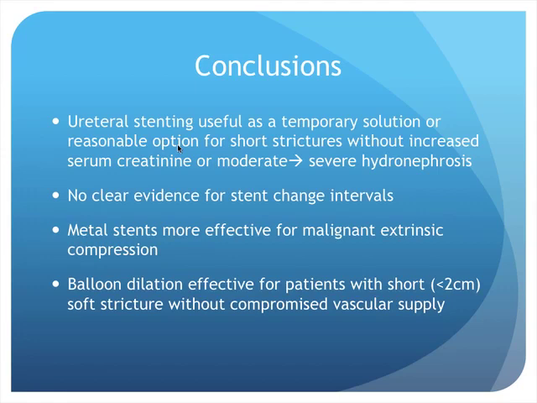So ureteral stenting has been shown to be a useful temporary solution or a reasonable option for short strictures without an increased creatinine or severe hydronephrosis at baseline. However, there was no clear evidence from the literature about the interval of stent change, and it seemed to be quite variable. Again, metal stents seem to be more effective for malignant extrinsic compression, but not as useful for benign extrinsic compression. Balloon dilatation is effective for patients with short strictures with an intact vascular supply, but less effective for longer strictures or a vascular supply that's been compromised.